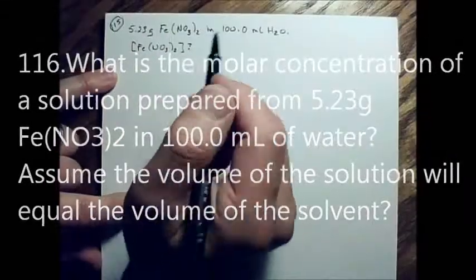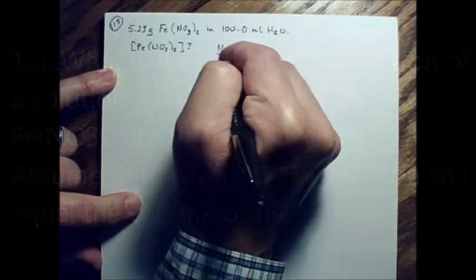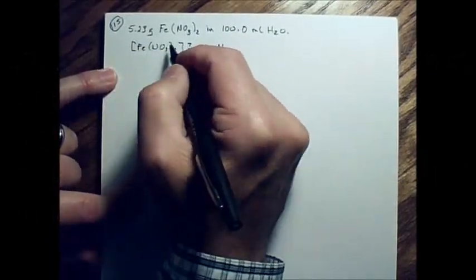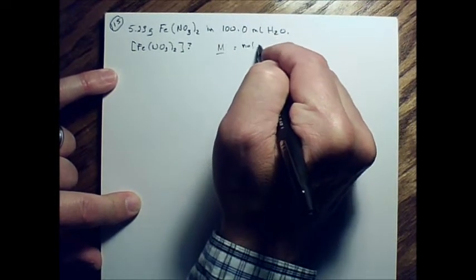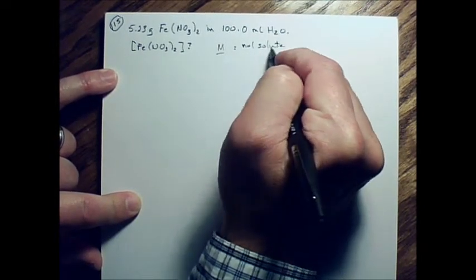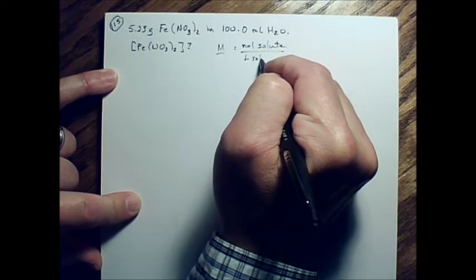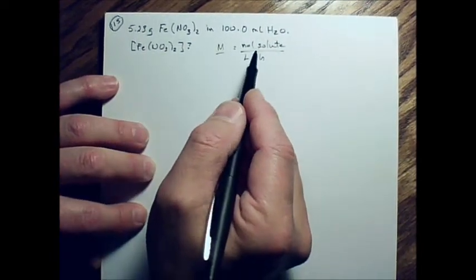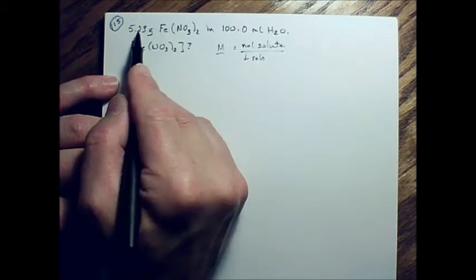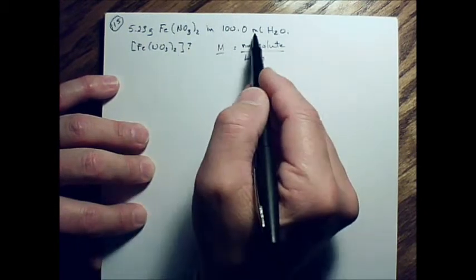We've got to do two things. Molarity, and the brackets here mean the molar concentration of what's inside of it. Molarity is moles of solute over liters of solution. Okay? And so we've got to do two kinds of conversions. We've got to convert the mass into moles, and we've got to convert the milliliters into liters.